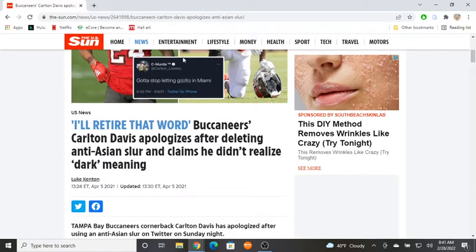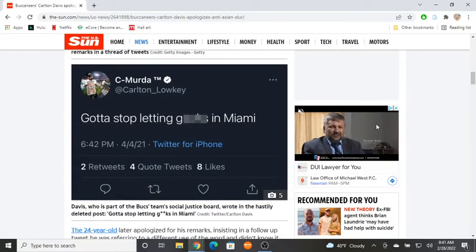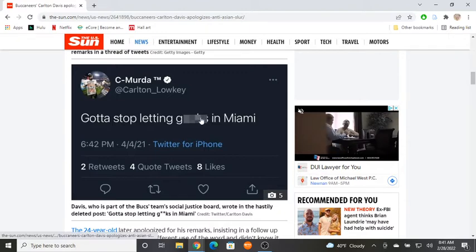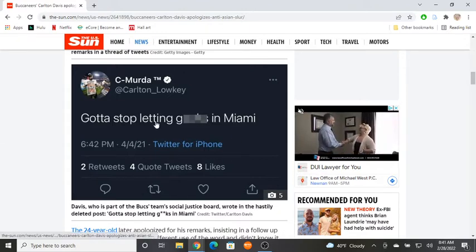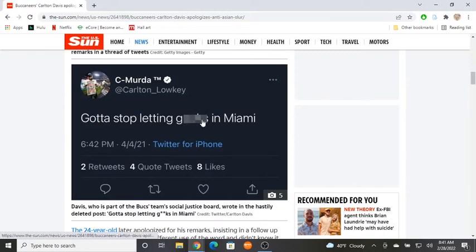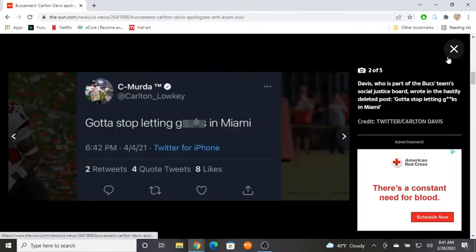Well, let's go ahead. You can see it there, but let's go ahead and go to the tweet that sparked the outrage here. Got to stop letting, and this is blurred out, in Miami. So obviously already, and I tried to find a version of it without this, but it was very difficult to find. What I usually, I don't know why I can't talk. Can I click on it? Will it do anything? It will not.